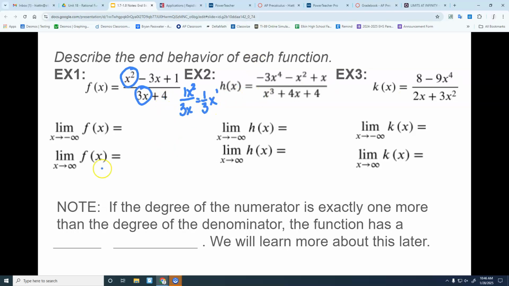So always do your right side first. You have a positive coefficient, so you're going to get positive infinity here. I have an odd degree, which tells me they go in opposite directions, so I'll get negative infinity here. Does that make sense? Try the next two on your own.